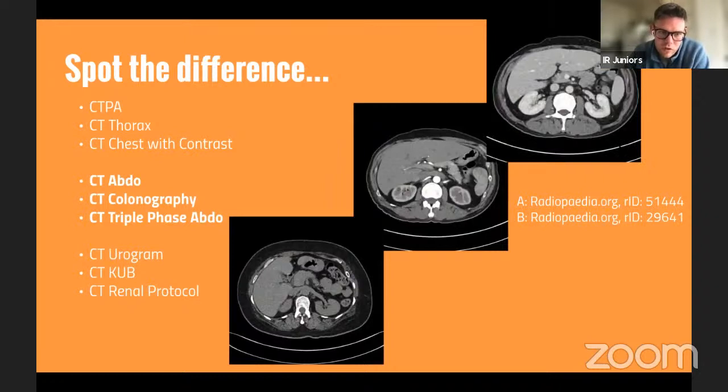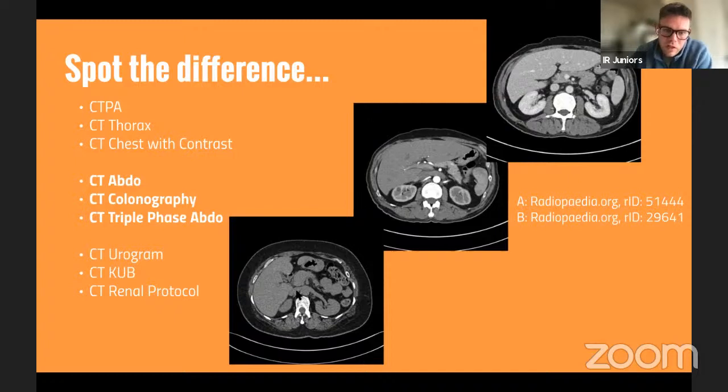The other one that is quite a common one that you come across in surgery is the difference between a CT abdomen, CT colonography, and a CT triple phase abdo. So again, have a look at these three scans and see if there are any characteristics on those scans that you think you could place under any or all of these criteria. And again, feel free to pause to have a look at these if you're watching it back.